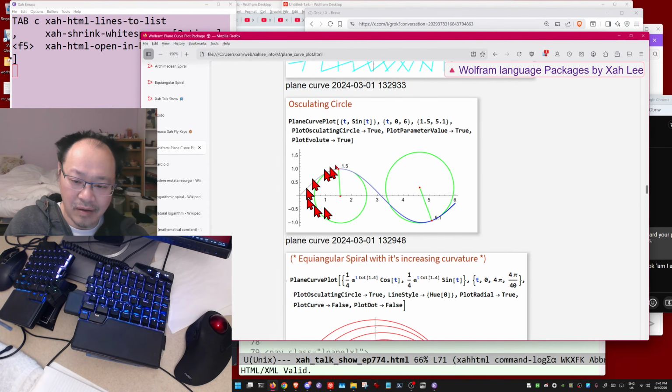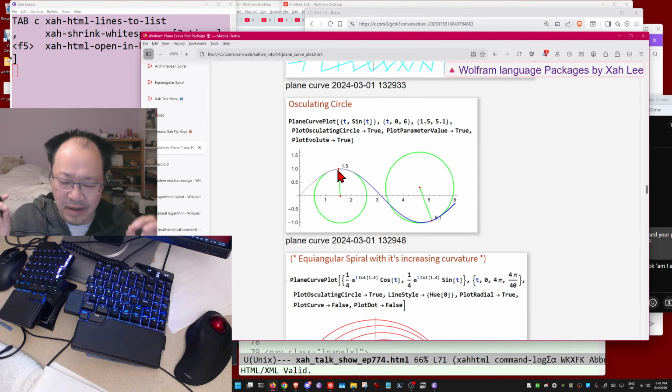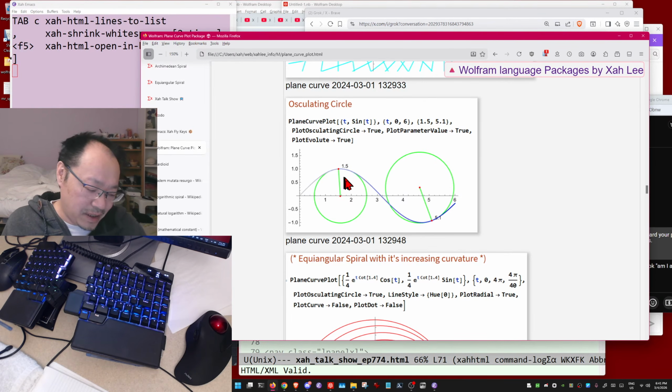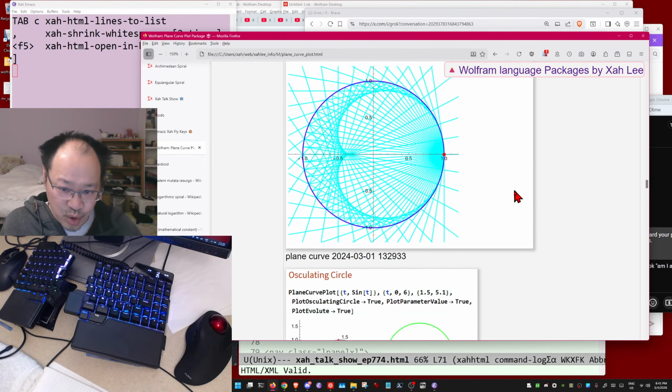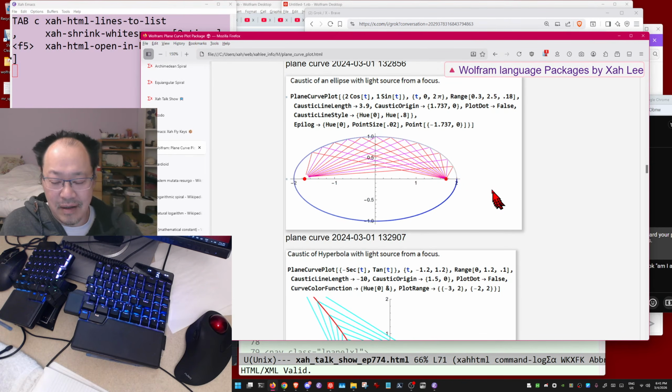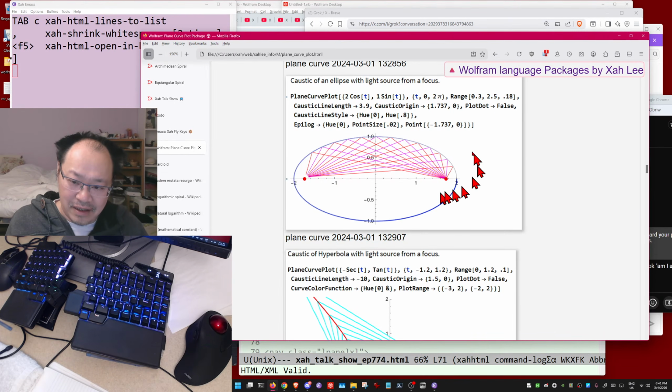Okay, now how is this circle defined? The circle is basically the most fitting circle at the point, which means basically the concept of curvature. The concept of curvature is very intuitive. For example, here the curve is much tighter than over here.